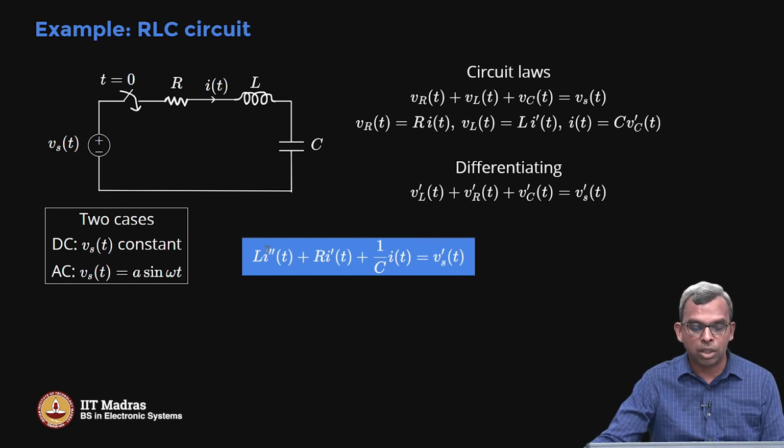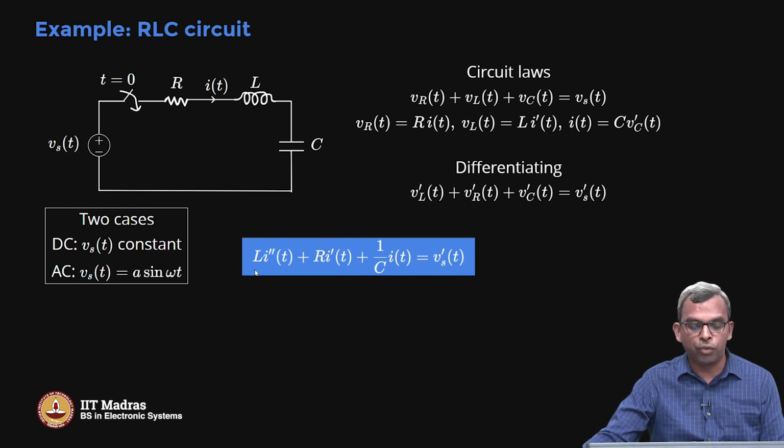Why is this second order? I of t is the unknown function here. Vs is known. L, R and 1 by C are also known. I of t is unknown, and the largest derivative of I of t that appears in the equation is 2. So this is a second order differential equation. It is also linear, as in there are no powers of I of t, I prime of t, or I double prime of t higher than 1, and they are not being multiplied together. They occur in this form, so this form is linear.